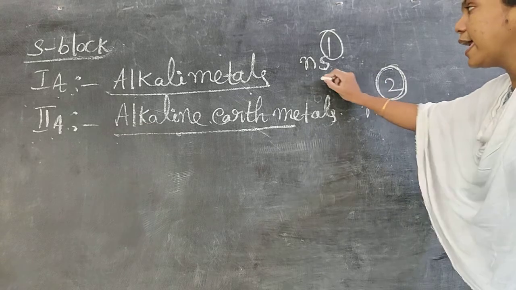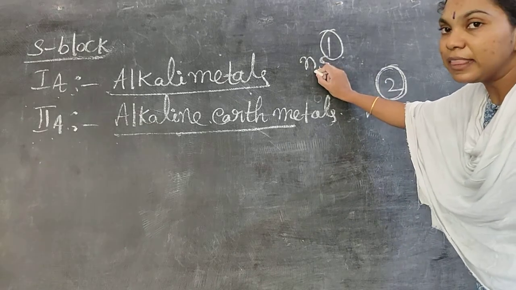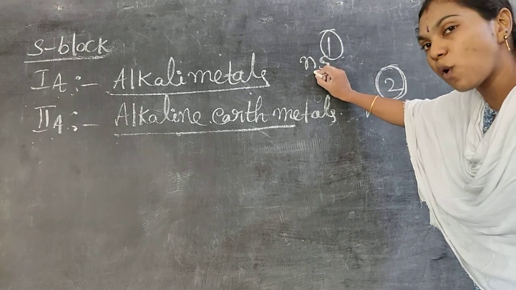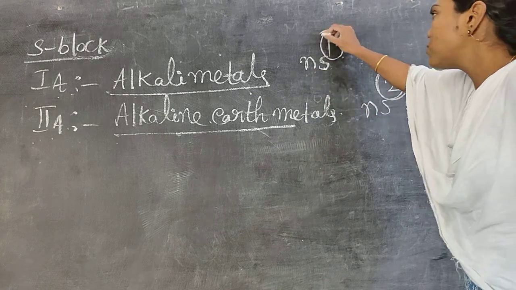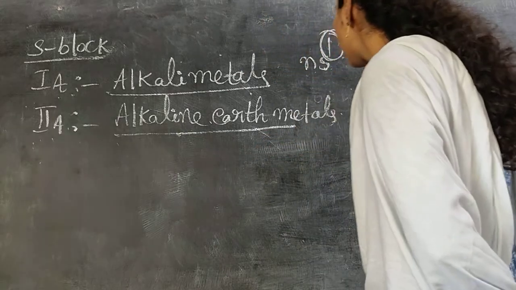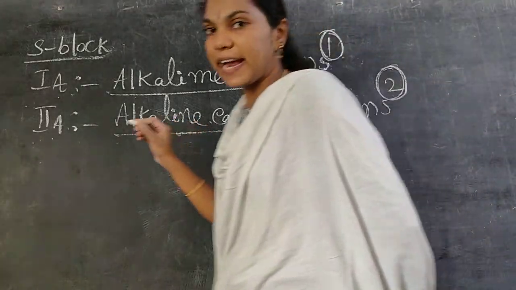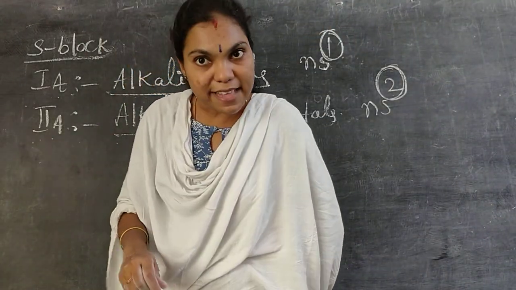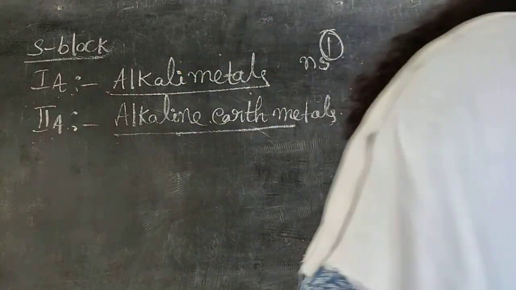Here n is the principal quantum number, with values starting from 1 and so on. This one electron represents the first A group. These two electrons represent the second A group. This is about the S block. Next, the P block.